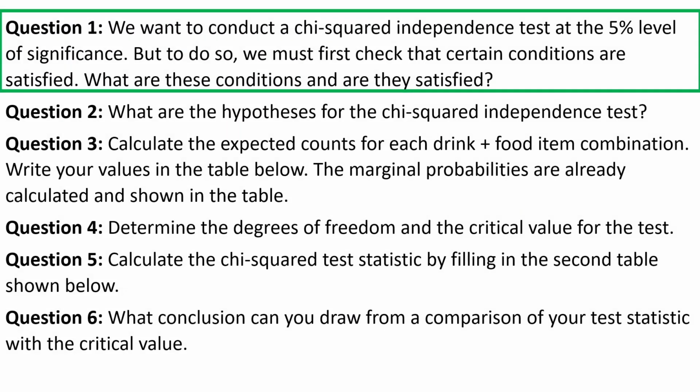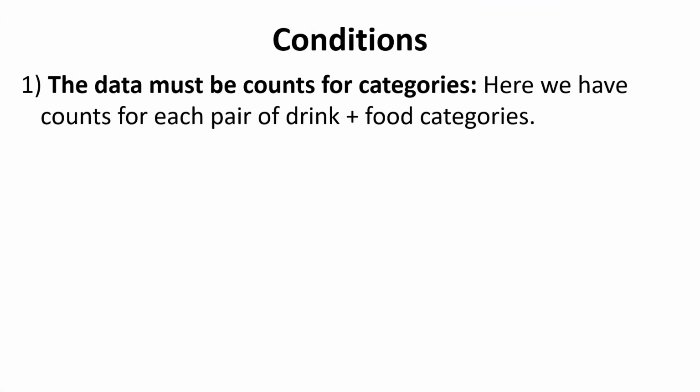Right, so the first question is, we're going to conduct this chi-square test, but first we need to know what the conditions are. We need to make sure those conditions are satisfied. So, just to remind you, the first condition is the obvious one: the data must be counts for categories. Here, clearly, we have counts for each pair of drink plus food category.